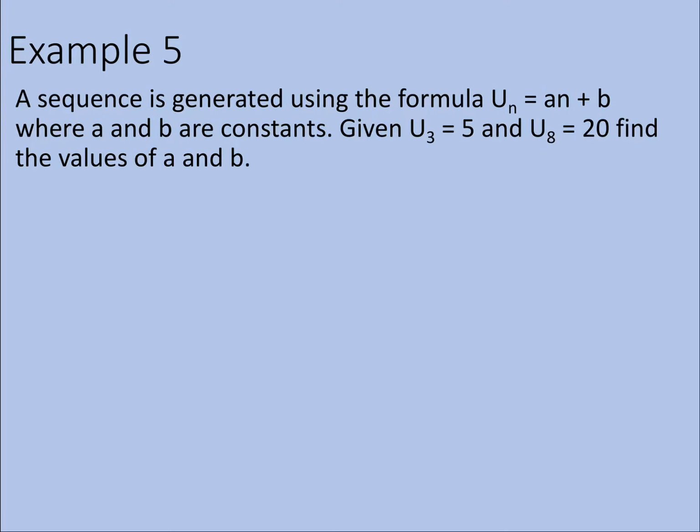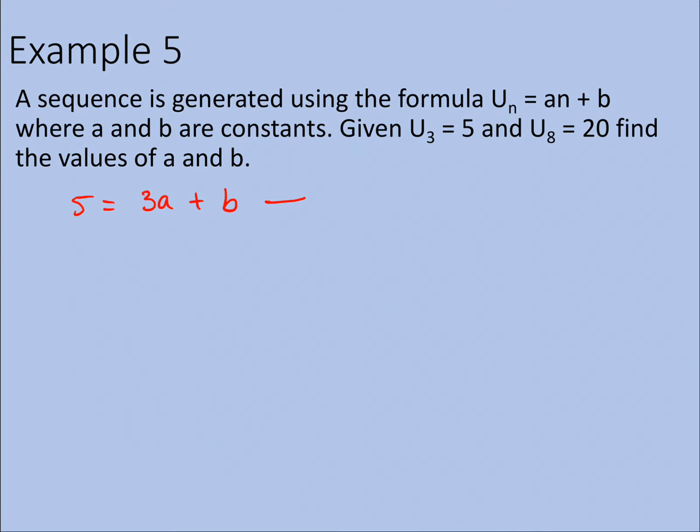Okay, example 5. A sequence is generated using the formula un equals an plus b, where a and b are constants. Given that u3 is 5 and u8 is 20, find the values of a and b. Well, this brings in another essential skill for AS level, which is to be able to solve simultaneous equations. We're going to use the facts we're given to set up 2 simultaneous equations and then solve them to find a and b. Okay, so we know that when u3 is 5, so basically we know that 5 equals 3a plus b.